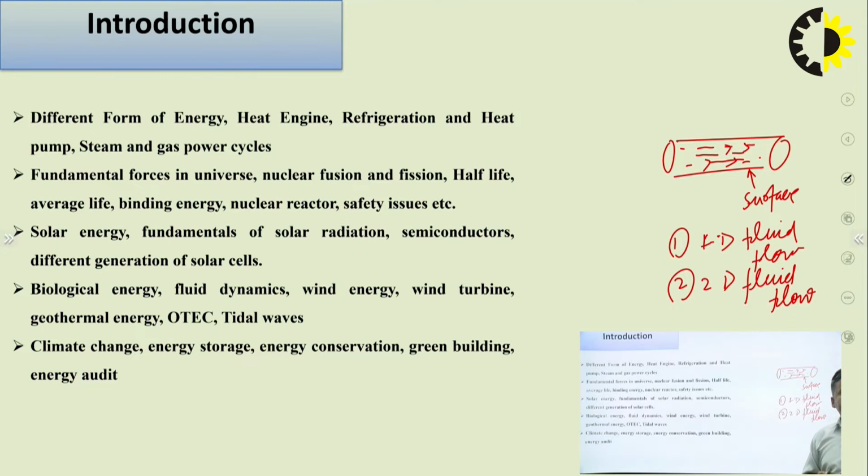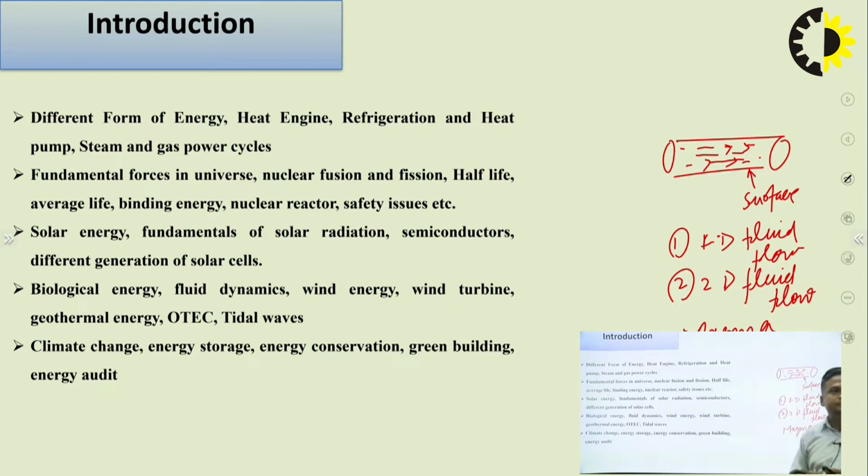Then comes the wind energy. Wind energy is again a renewable type of energy, and wind is there because of the pressure difference of the air. Air is moving with certain velocity, and this velocity or kinetic energy is utilized in generation of electricity by transferring its energy into the wind turbine. Then we have the geothermal energy. In geothermal energy, we have water inside the surface of the earth, and there is a hot rock called magma.